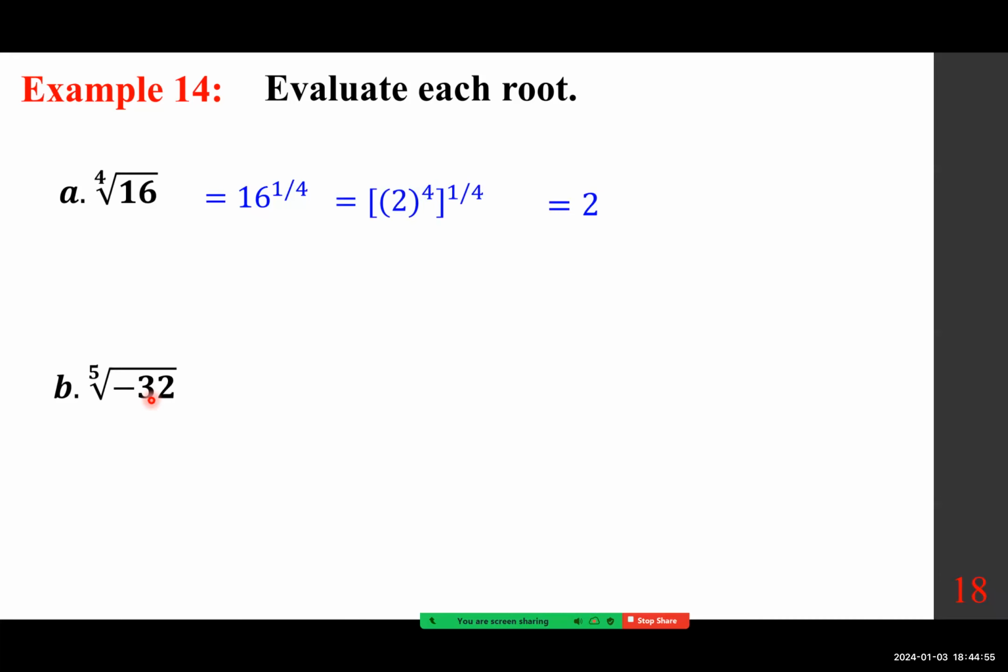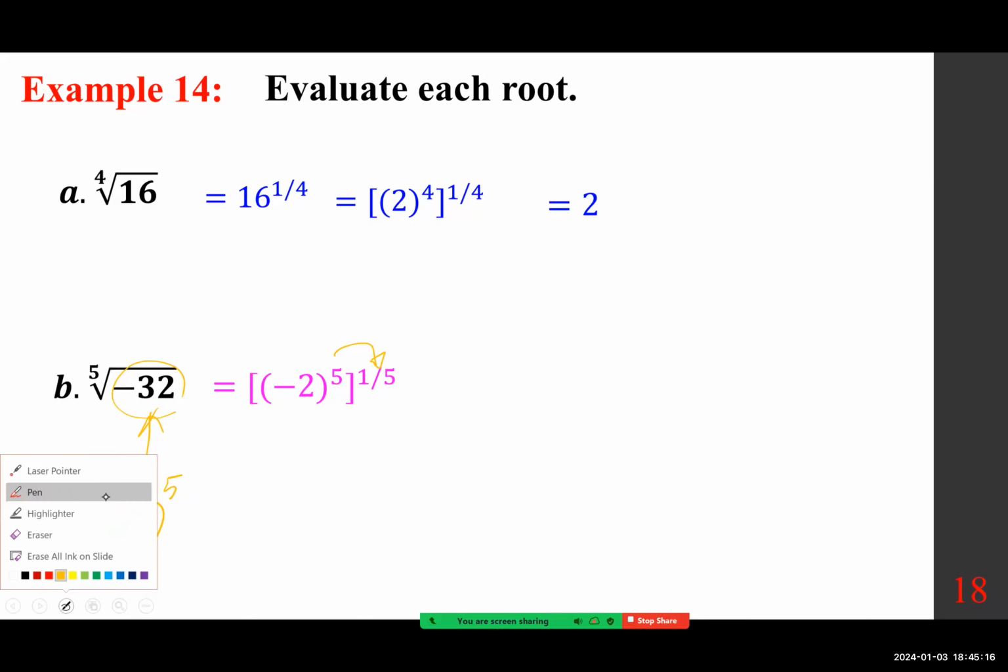Please understand that the answer is -2, but you can write this as -2 to the 5th power. And then 5 times 1/5 gives you 1. It's important to know a negative number to the power of odd is still negative, but the power of even is positive.